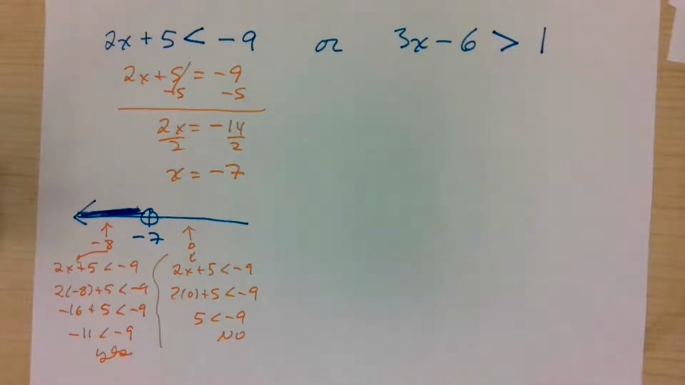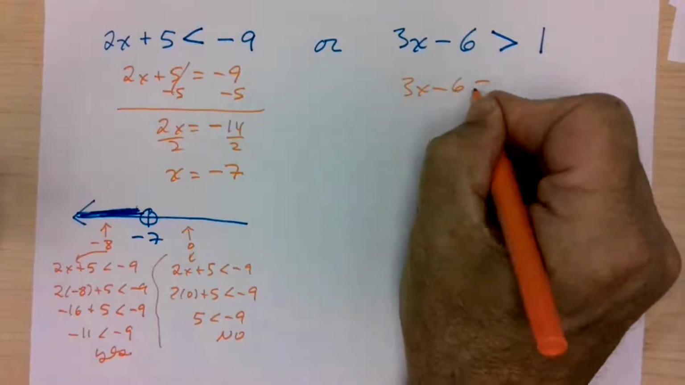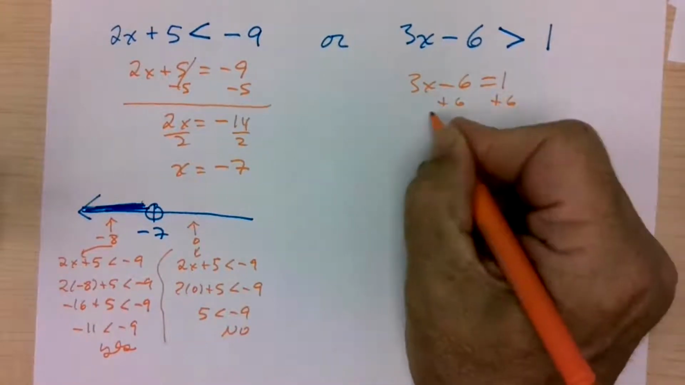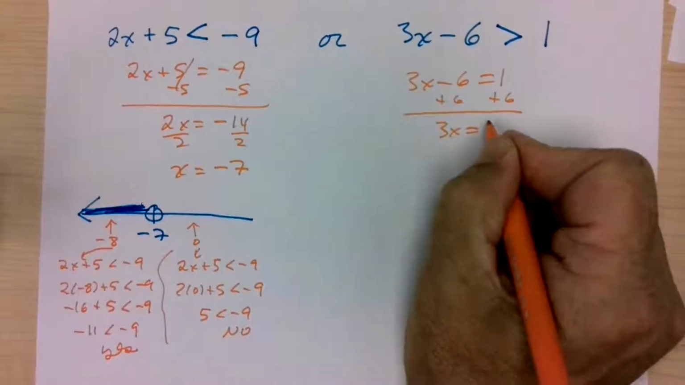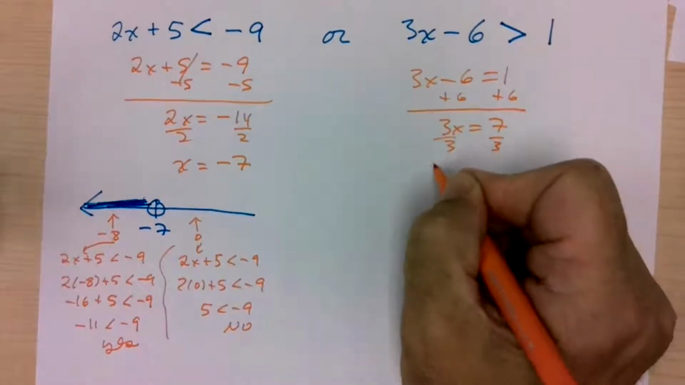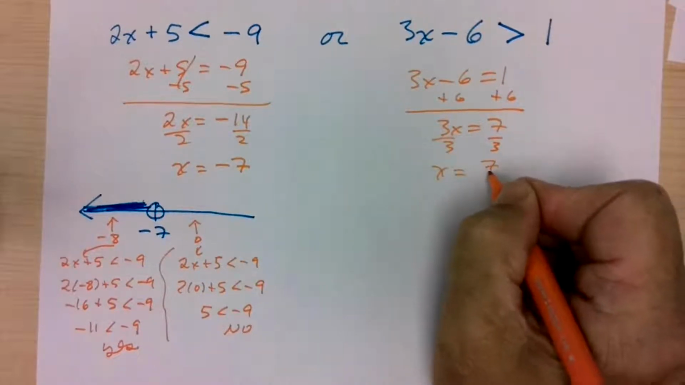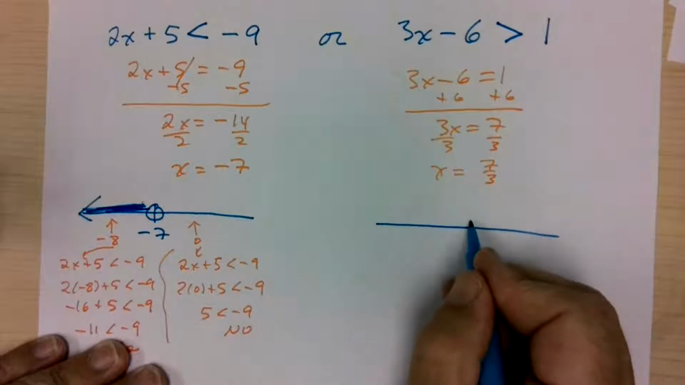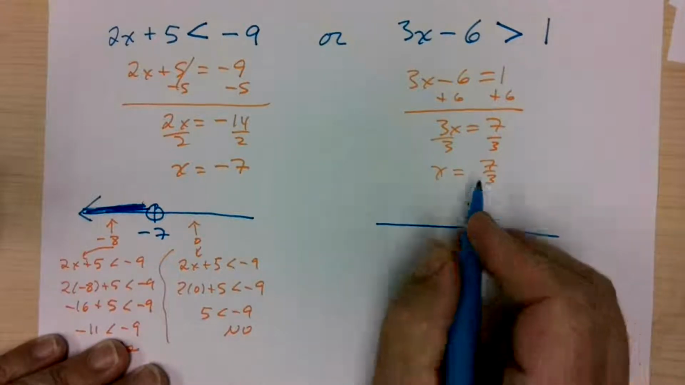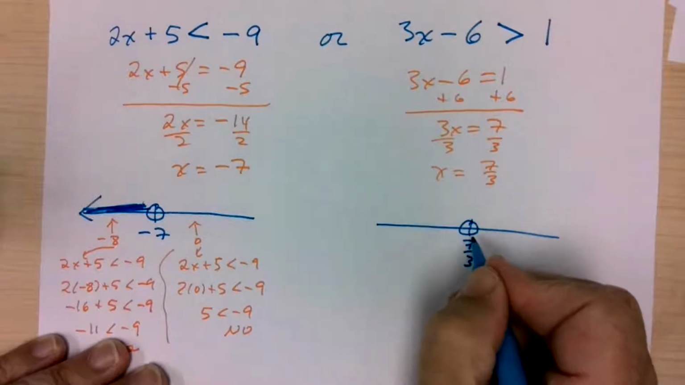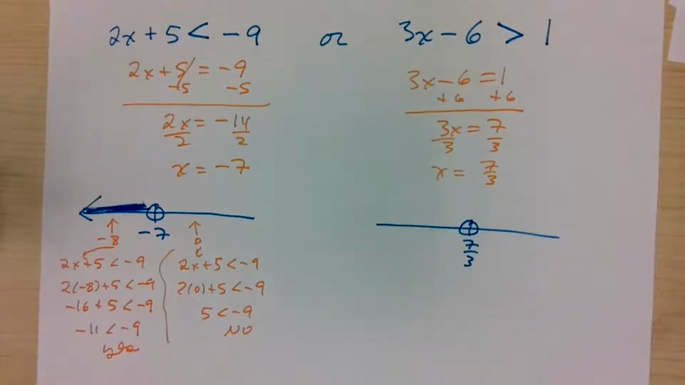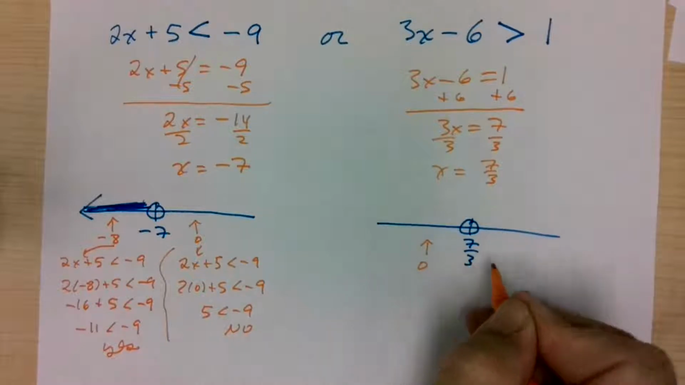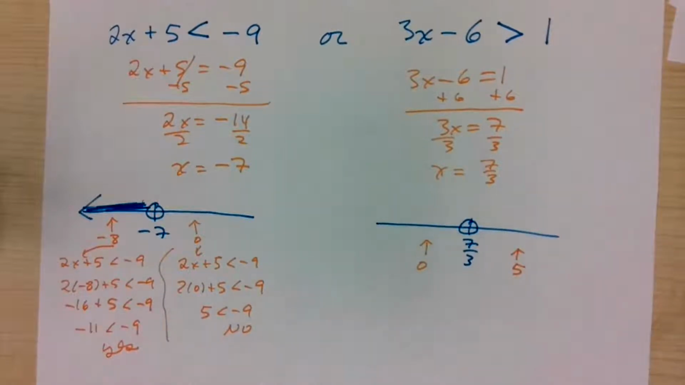We'll do the same thing on the right side. We have 3x minus 6 greater than 1. I will do it first as an equal. 3x minus 6 equals 1. Add 6 to both sides. 3x equals 7. Divide by 3, divide by 3. X is 7/3, which is a little bit more than 2. So we'll lay out our number line with 7/3 in the middle. 7/3 is in the middle, and it's an open dot again. 7/3 is a little bit more than 2. To the left is 0. A little bit more than 2, I don't know, 5 would be a good one to choose.